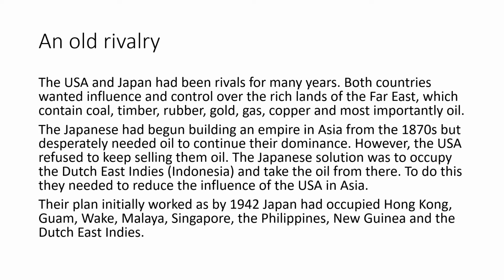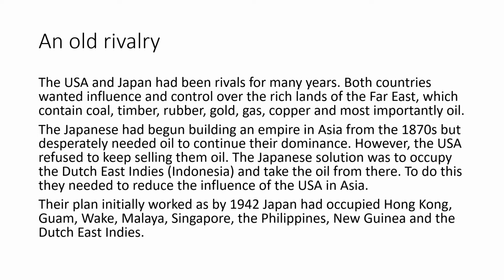Now, the reasoning behind Japan's attack is basically down to an old rivalry. The USA and Japan had been rivals for many years. Both countries wanted influence and control over the rich lands of the Far East, which contain coal, timber, rubber, gold, gas, copper, and most importantly, at least for them at this point, oil. The Japanese had begun building an empire in Asia from the 1870s, but they desperately needed oil to continue their dominance. They were getting a lot of their oil from the USA.